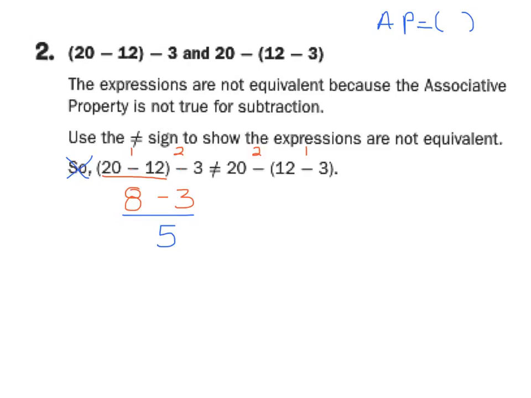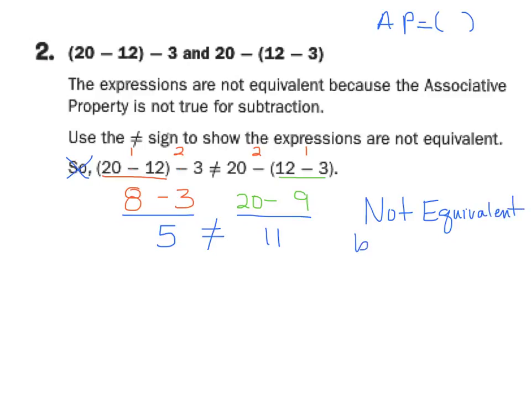And going over to the other side, 12 minus 3 is 9. Rewrite the expression. And 20 minus 9 is 11. So notice they put the do not equal sign. 5 and 11 do not equal each other. And so they are not equivalent, because the associative property doesn't work with subtraction.